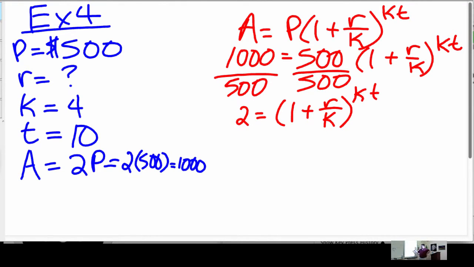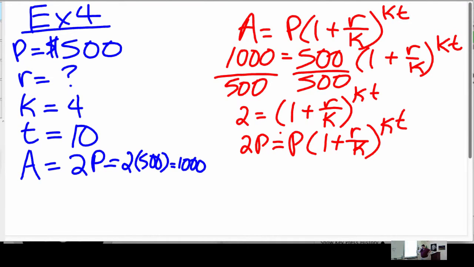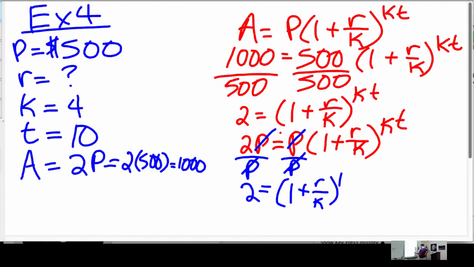Well, what if I were to say instead of A, what if I were to put 2 times P because we doubled it? And then I put P here and 1 plus R over K to the KT. What if I were to do that? What would I do? Divide both sides by P, right? So if I divide both sides by P, what happens? I get 2 equals 1 plus R over K to the KT. So when they say double your amount, you could put in 2P.